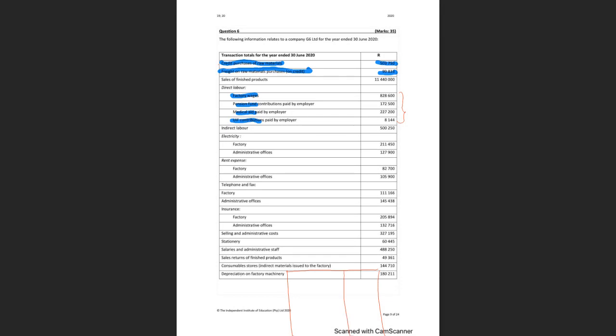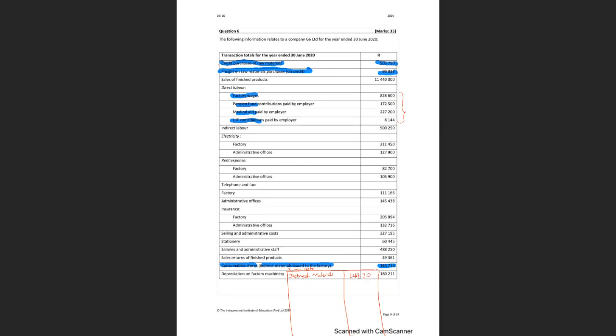So this is note number 3, which is your factory overheads. I don't have space to write it at the top, but you can include that at the top and say that this is note number 3, manufacturing overheads note. So the first one is going to be any indirect materials. That's actually right above this. Here they said to you, consumable stores indirect materials issued to the factory is 144,710. So that is what goes into your overheads, 144,710.